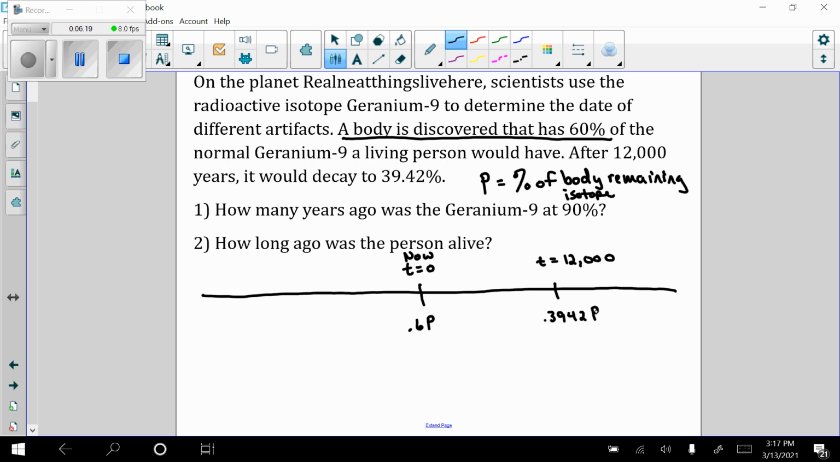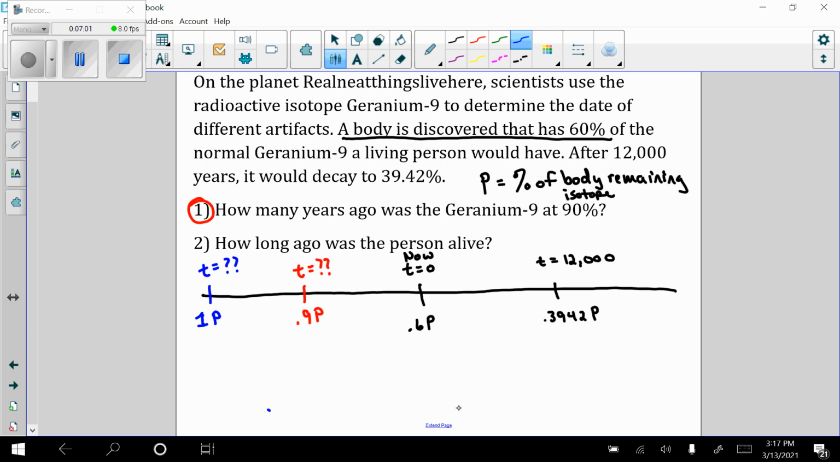Okay, so it wants to know, number one, how many years ago was the isotope at 90%? So that's going to go backwards on my timeline. So this one I don't know T. But I do know that I want to know I have 90% remaining. And then for problem number 2, we're going to go backwards in time a little bit more. And we're going to figure out 100%, or 1 times the isotope.